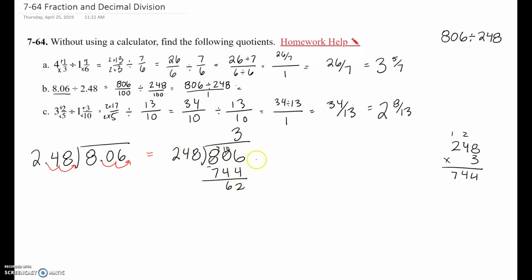And now we can leave that as a fraction. So we could say that our answer is 3 and 62/248, and then we can simplify that. You'd have to divide by 2 and keep simplifying. Let's leave it as a decimal. So let's put a decimal, bring down the 0, bring up the decimal. And now how many times does it go into 620?